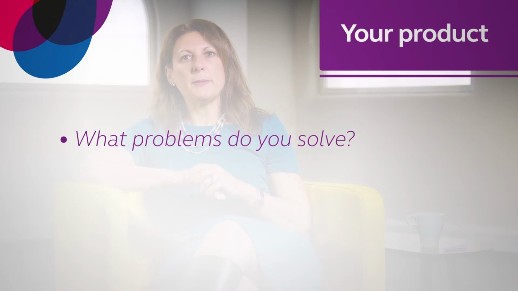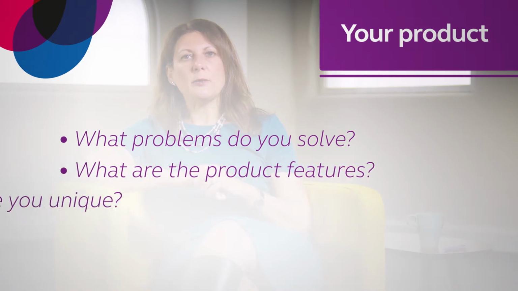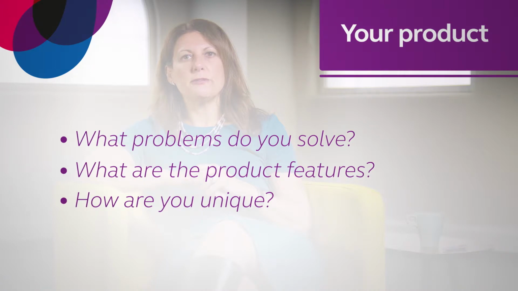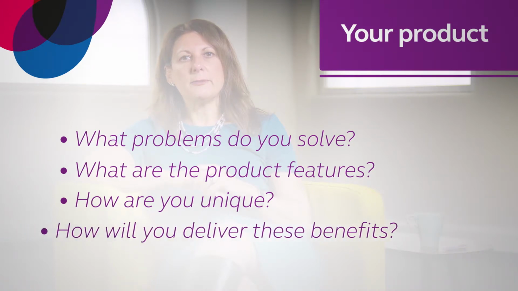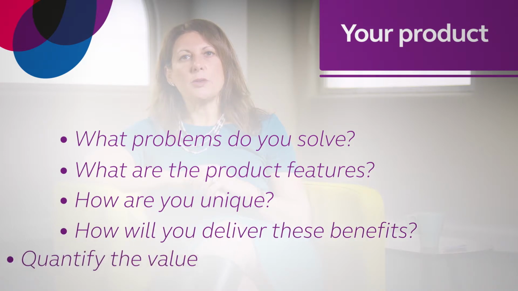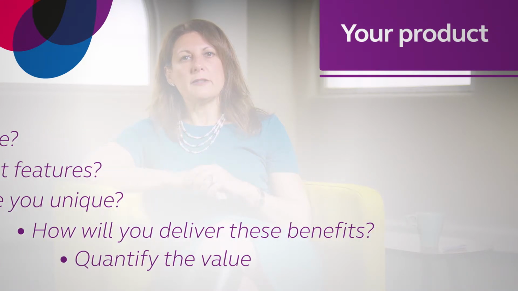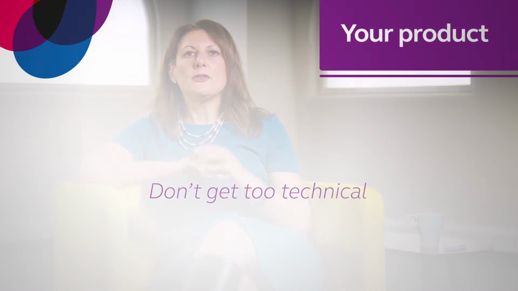The third slide is about your product. Here, you will briefly outline your product and service. Describe the big problem you solve and focus on the key product features. Spell out what makes you special and how you are different from your competitors. You must explain how you deliver specific benefits, and if you can quantify the value, do give relevant examples. Do not fall into the common trap of giving a very technical explanation.